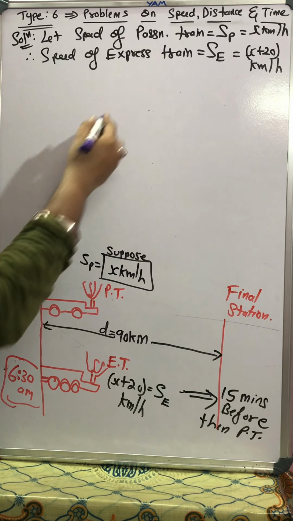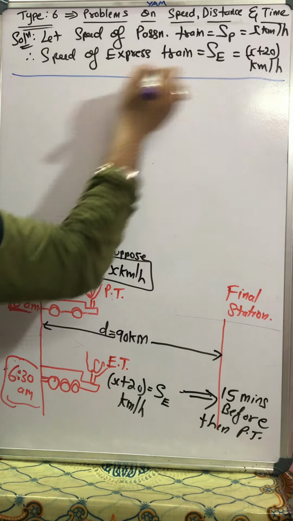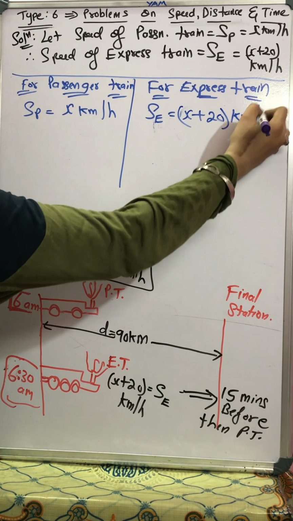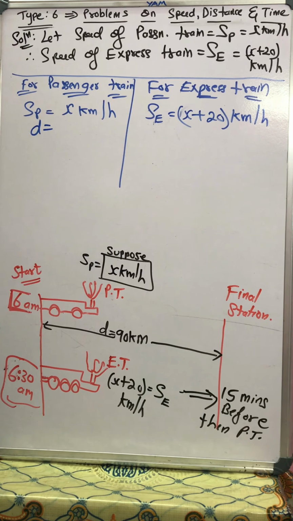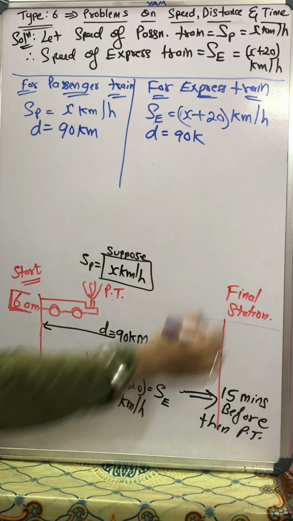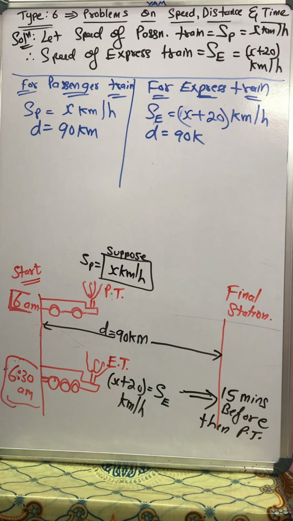Okay, now we'll speak about time. We'll start with the time part. Here I'll divide this for passenger train, for express train. Speed for passenger train, S subscript P, is how much? x kilometer per hour. Speed for express train, S subscript E, is x plus 20 kilometer per hour. Distance in both the cases is same, 90 kilometers.